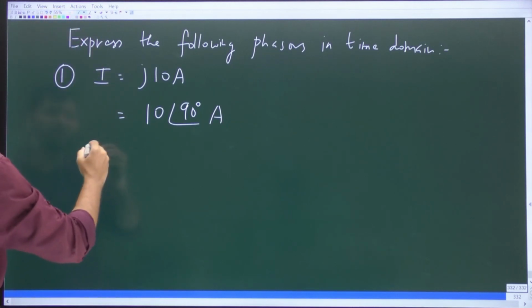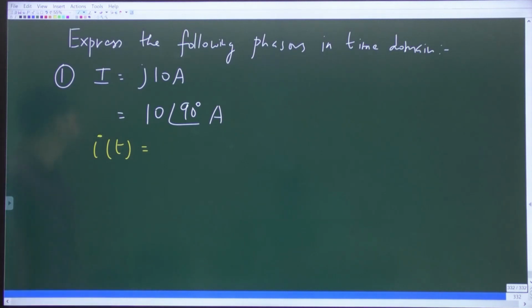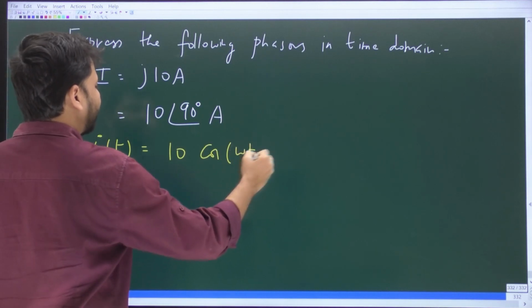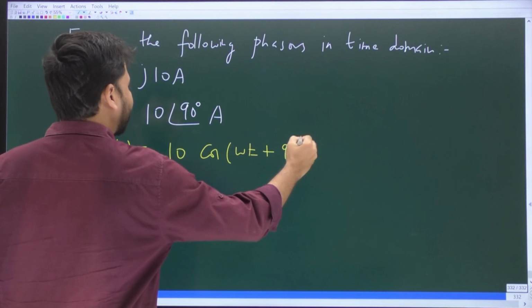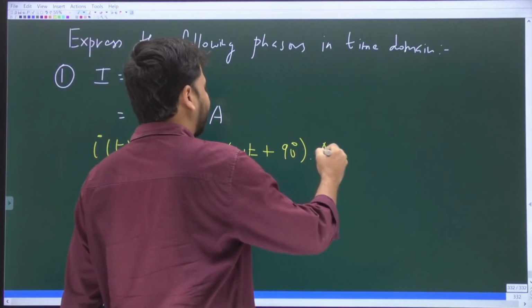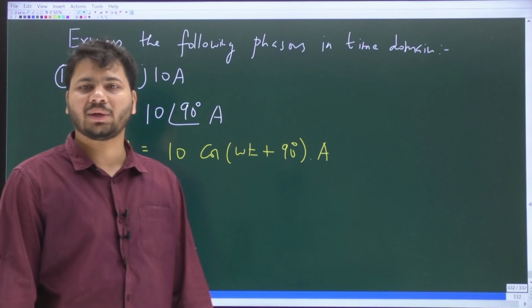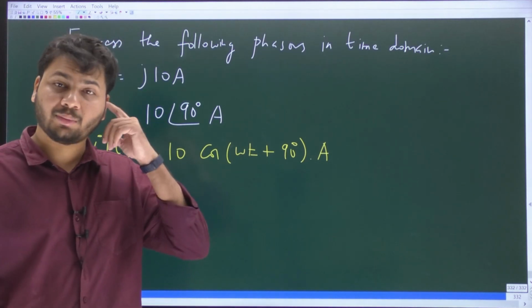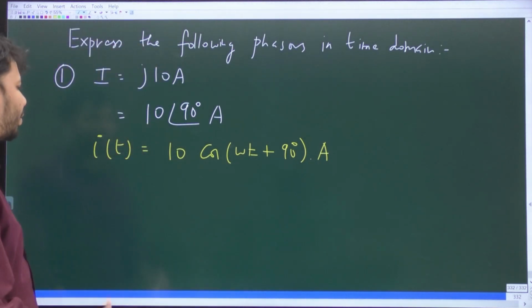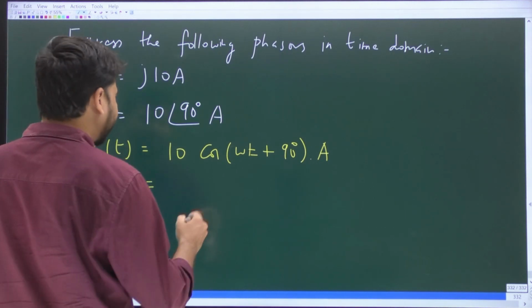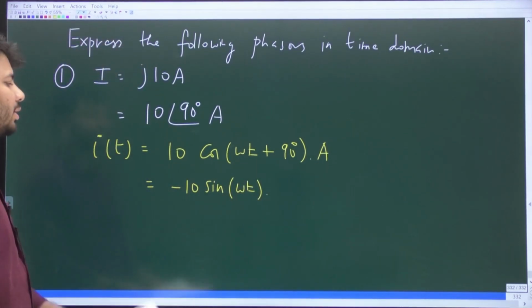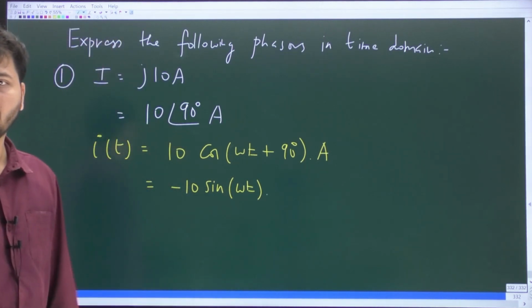Now we can easily go back to the time domain. In the time domain, capital I becomes small i of t. This 10 is the amplitude, so write 10 cos(omega t plus the phase angle, 90 degrees). That's all: 10 cos(omega t plus 90 degrees), with units of amperes. Cos of 90 plus theta is minus sin theta, so this can be written as minus 10 sin omega t. I hope it is clear.